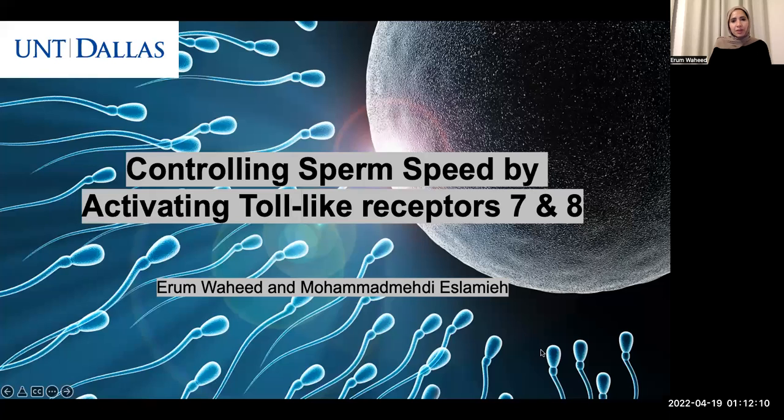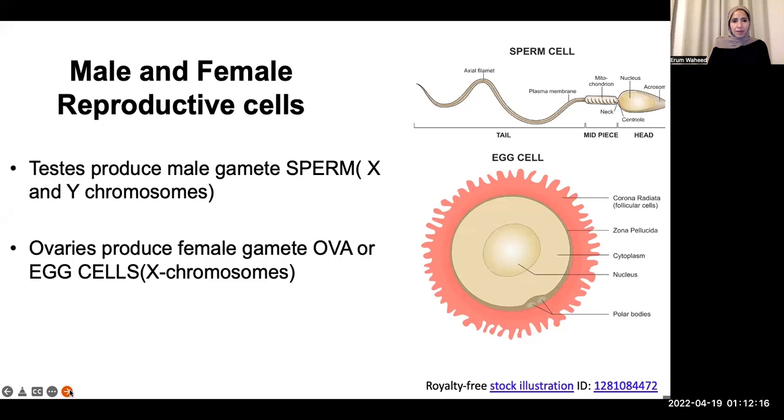This research takes advantage of the functional differences between X and Y spermatozoa that are masked during fertilization to separate the sperms into two distinct populations. Male and female reproductive cells are called gametes. Testes produce a male gamete, sperm, which carry either X or Y chromosomes. Ovaries produce a female gamete, ova or X cells, that comprise X chromosomes only.